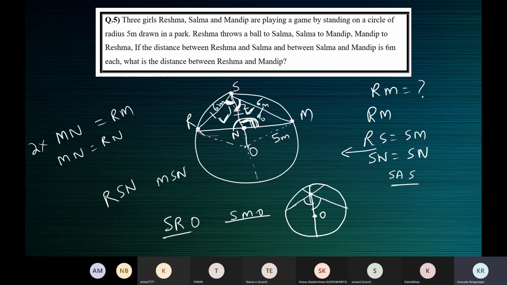Ma'am, RS is equal to SM. Yeah, correct. Why is RS equal to SM? Because they have the same length. Very good. Next. And then RO is equal to MO. Reason? Because both are the radii of the circle. Correct. Next. And then SO is common, ma'am. Very good. SO is the common side.